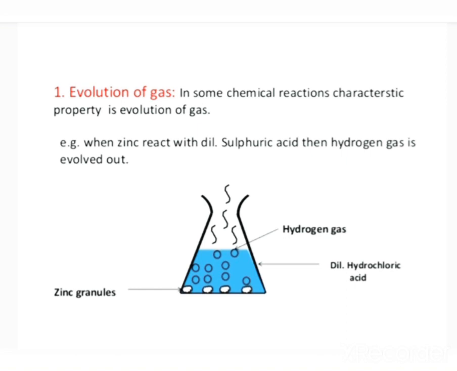Same thing goes with another example given in your book, that is of sodium sulfite, Na2SO3. When it reacts with HCl, what happens? It gives a suffocating smell. Sulfur gives a suffocating smell, that means you cannot breathe in properly because sulfur dioxide gets liberated. SO2 gas is suffocating. So the first characteristic of chemical reaction, I hope it is clear.